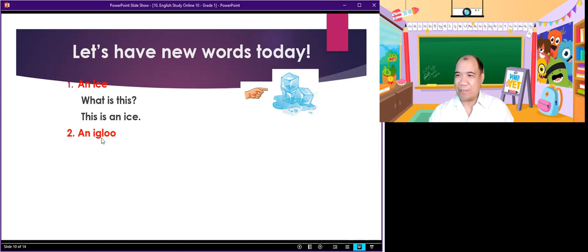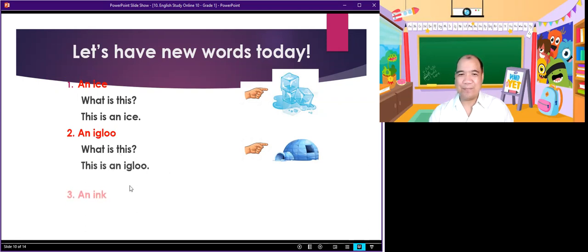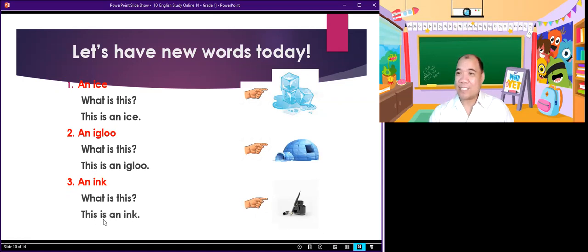An igloo. So another sound of letter I is E, igloo. What is this? This is an igloo. An ink. What is this? This is an ink.